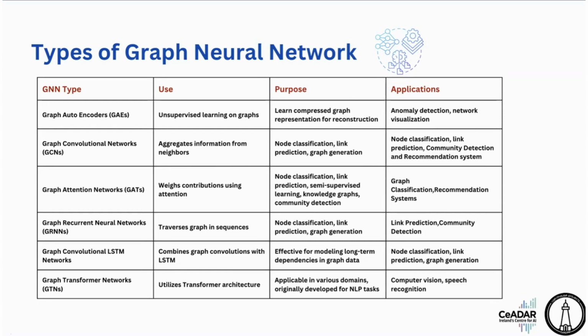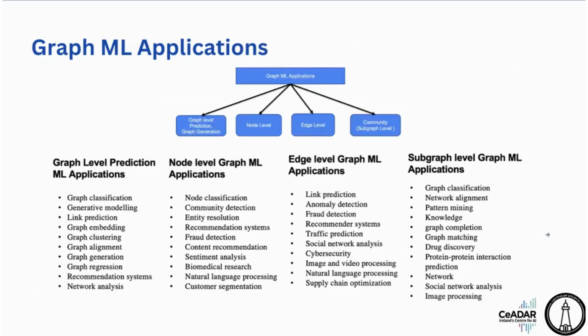So the graph transformer architecture uses the architecture of a transformer, and it is used for several different tasks, like image tasks, NLP tasks, or speech tasks. There are several applications of graph machine learning. Basically, graph-based machine learning is divided into four major categories: graph level predictions, node level predictions, edge level predictions, and sub-graph level predictions.